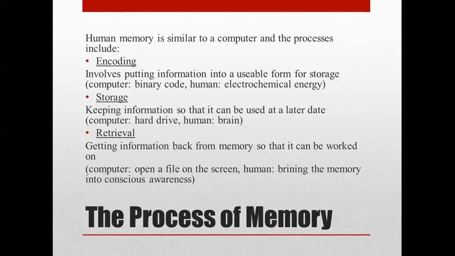So if I said to you 8 times 8, you would have to go to your storage system, your brain, retrieve your 8 times table. You would do the work in your conscious awareness, and then once you have finished with that, so you would have retrieved your 8 times tables, you will then store it back into your memory. So encoding, storage and retrieval are 3 terms that you need to know well.